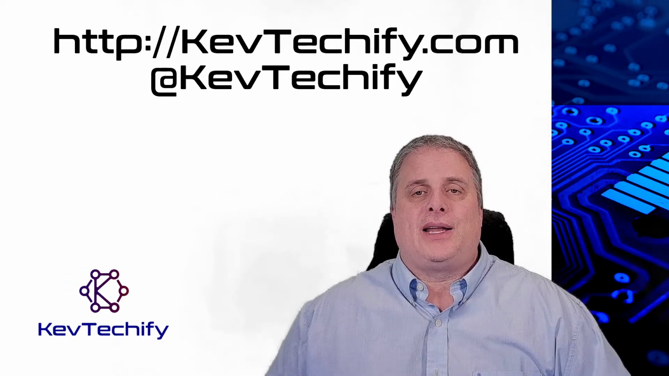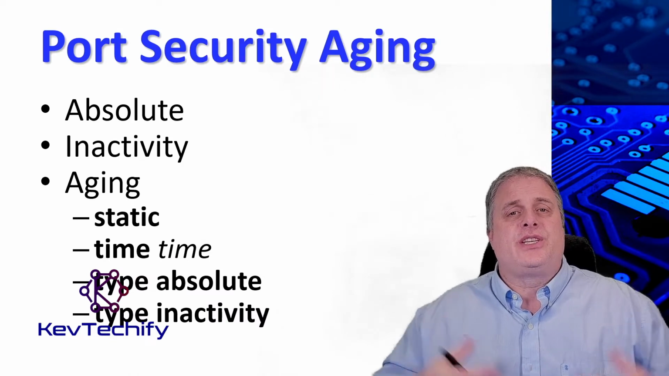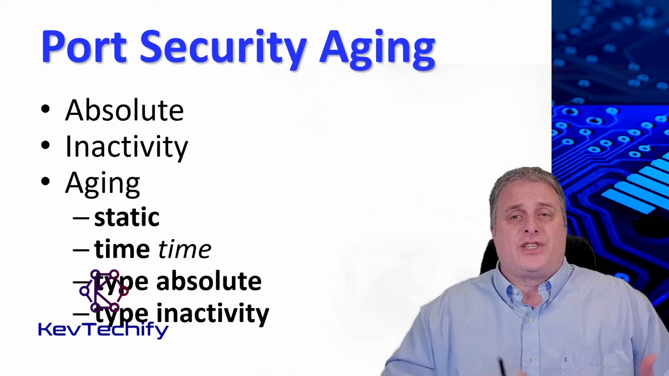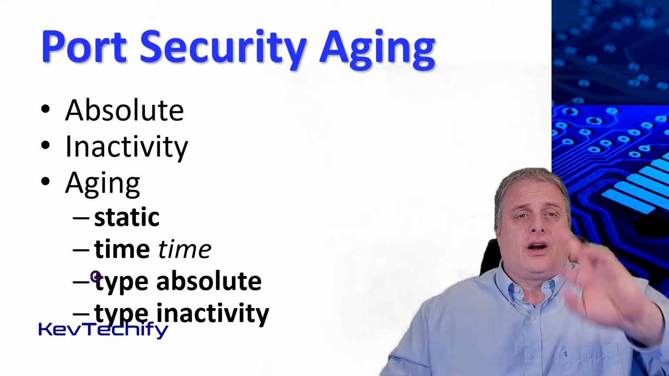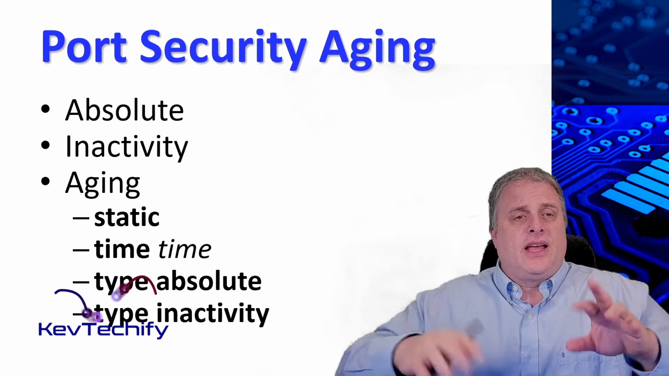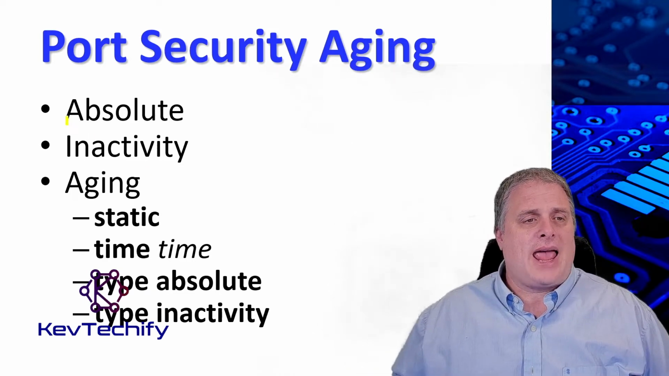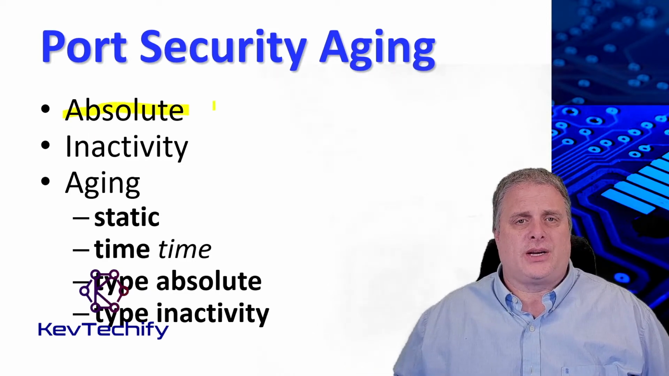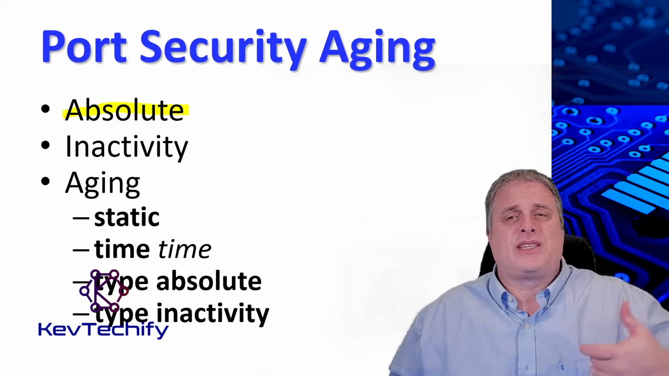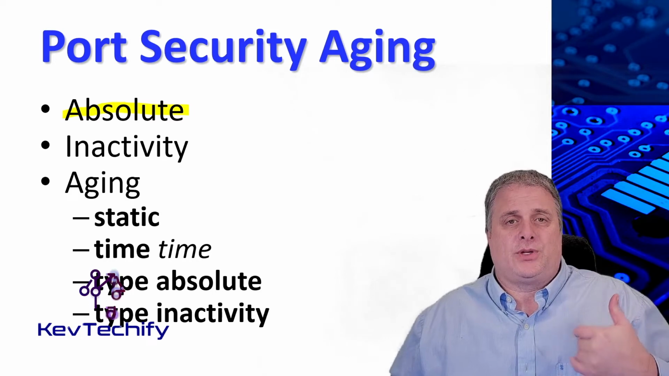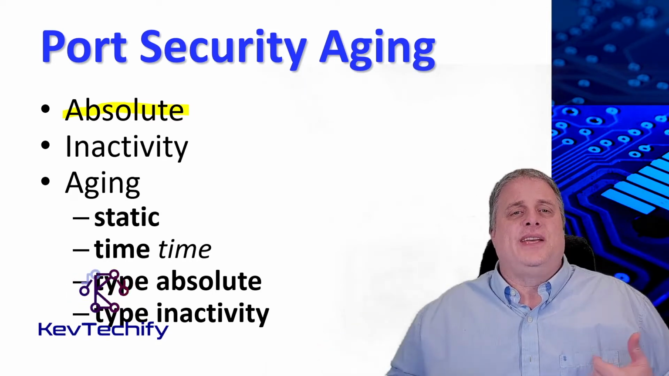Port security aging can be used to set the aging time for static and dynamic secure addresses on the port. Now, there are 2 types of aging that are supported on each of the ports. First one here is absolute. So absolute aging. The secure addresses on the port are deleted after a specified aging time. So after a certain time, X minutes, that MAC address is deleted.